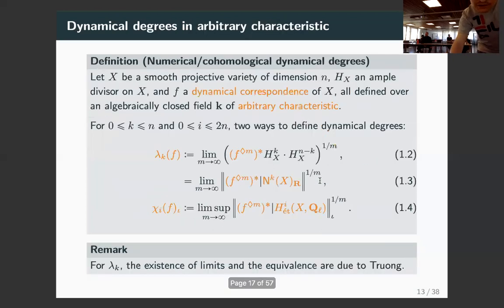Oh, by the way, in this definition I use a dynamical correspondence here. This dynamical correspondence is a generalization of a dominant rational map. I will explain this shortly. But right now, you can just think of f as a dominant rational map, and f^{diamond m} is just the composition of dominant rational maps. And for a dynamical correspondence, we have the dynamical composition.